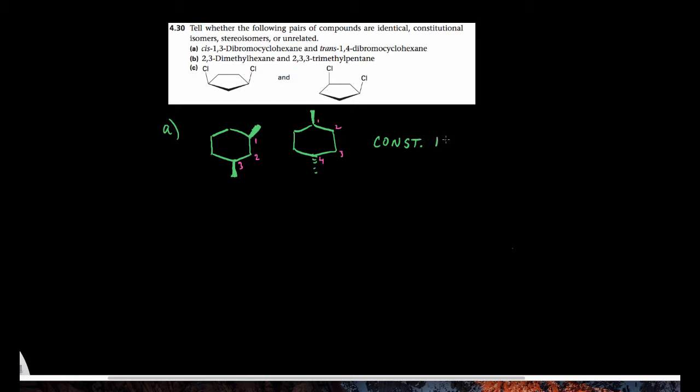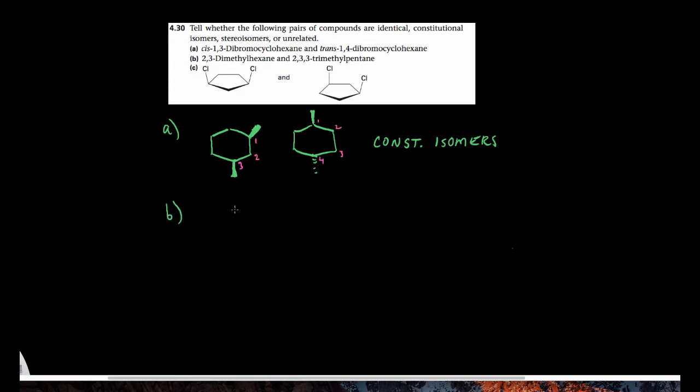Constitutional isomers, because they differ in the way the atoms are connected. It's not just how they're presenting in space, but since the methyls are at 1, 3 here and 1, 4 there, these are essentially different molecules, different constitutional isomers.